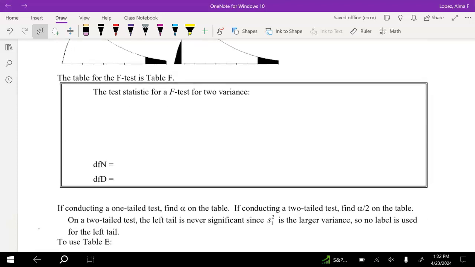The test statistic for the F-test of two variances is F equals S sub 1 squared over S sub 2 squared. That's the smallest formula we've had so far. But it does require a table for this F-test, a new table that we introduced. You can find it in your tables folder on Blackboard. And another thing that we need to know is that the hypothesis is going to contain sigma 1 squared minus sigma 2 squared.